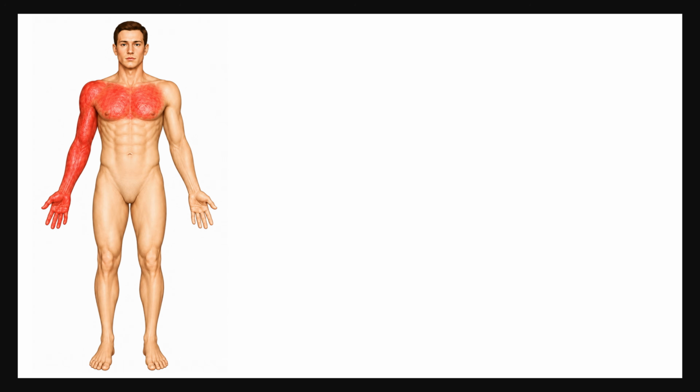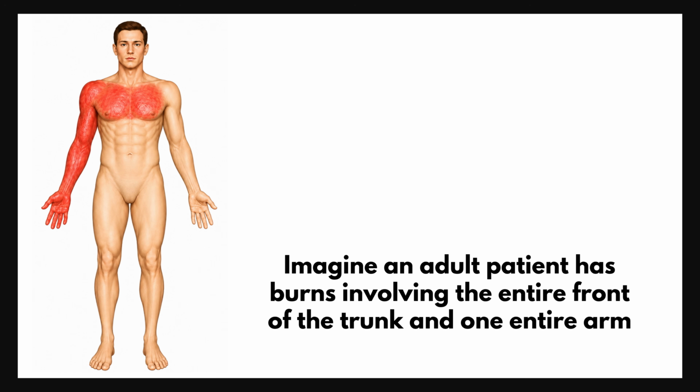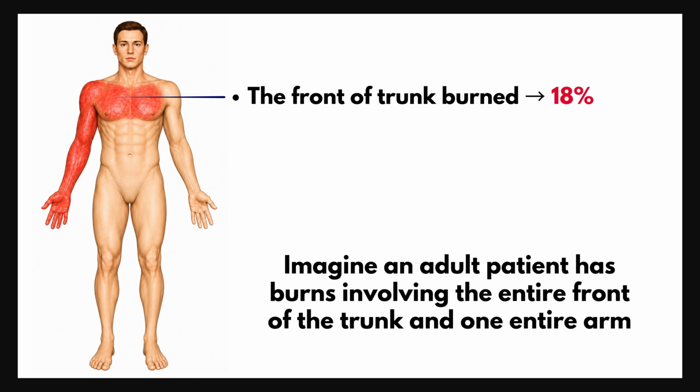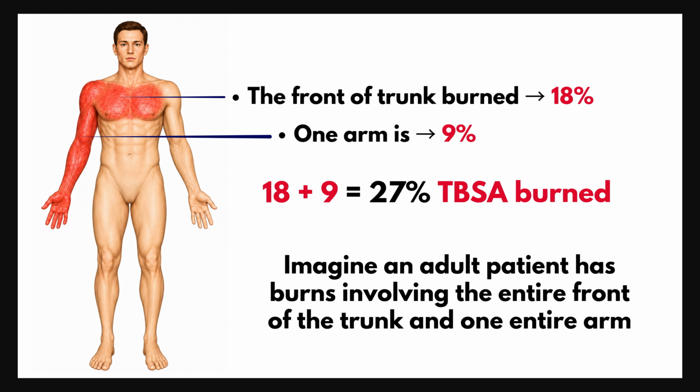Let's put it into practice. Imagine an adult patient has burns involving the entire front of the trunk and one entire arm. The front of the trunk is 18%. One arm is 9%. So the estimated TBSA is 18 plus 9 equals 27%. Therefore, this patient has approximately 27% TBSA burned. And this is why learning the rule of nines is more than just memorizing numbers.